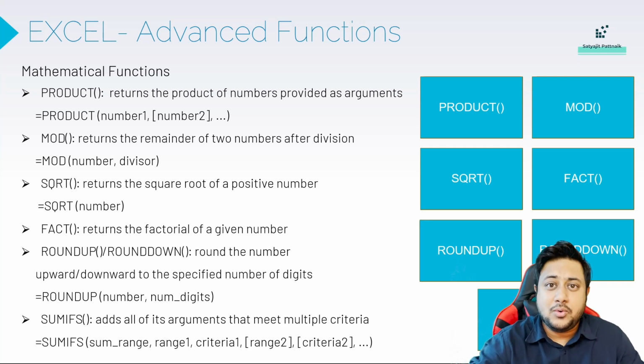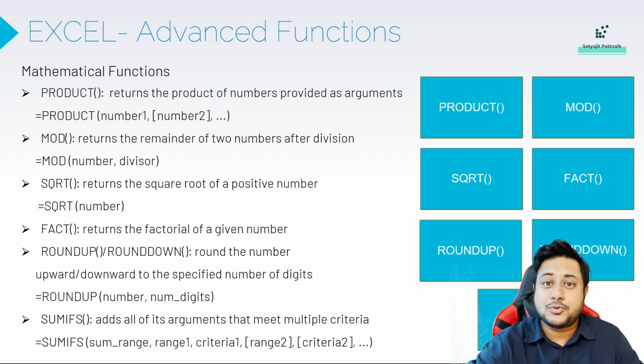Now, in this video, we will be talking about some of the mathematical functions. So we'll start with product. Product basically returns the product of numbers provided as arguments, which is as simple as: if you want a dot product of 2 and 3, your output has to be 6, which is 2 multiplied with 3. Similarly, we also have the modulus operator, which basically returns the remainder of two numbers. Let's say 10, 2. That means if 10 is divided by 2, what will be the remainder?